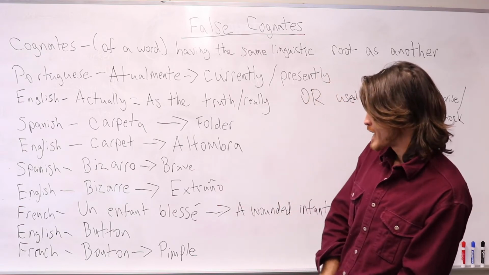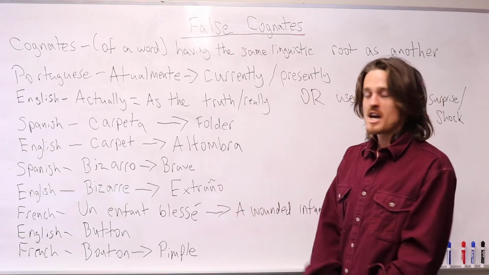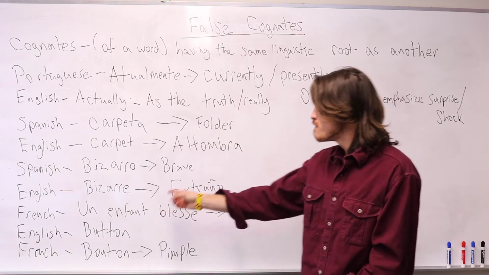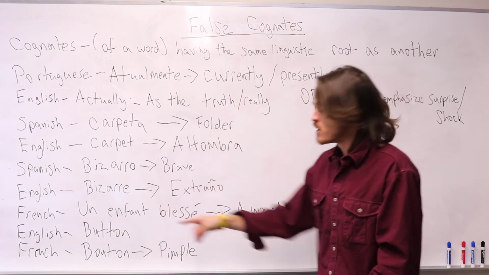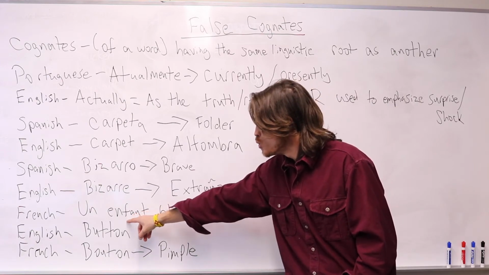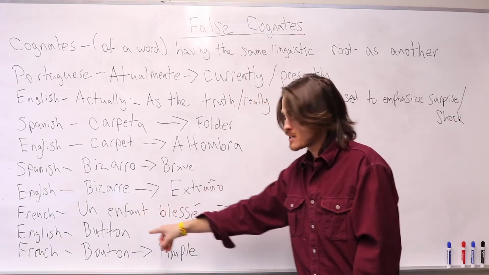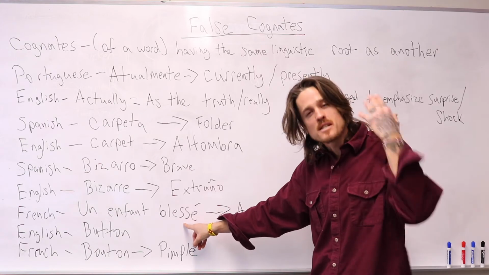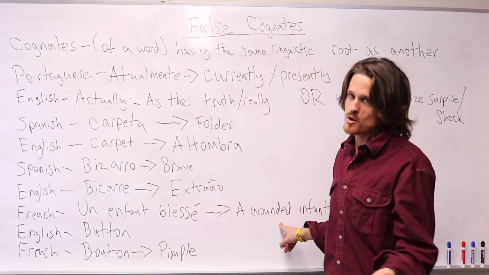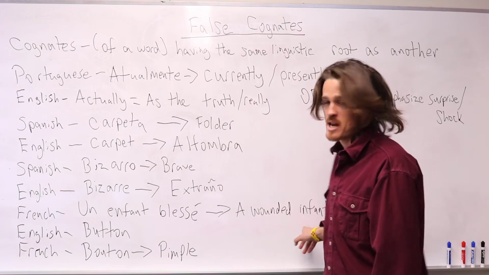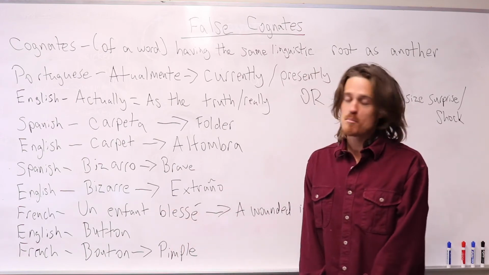A couple more examples. So in French, if you hear un enfant blessé, it would be a wounded infant. But if you look at the word un enfant, an infant, blessé, blessed is what you're going to think. But blessé actually means wounded, something you never want to see for a baby. So, finally, a couple more examples.